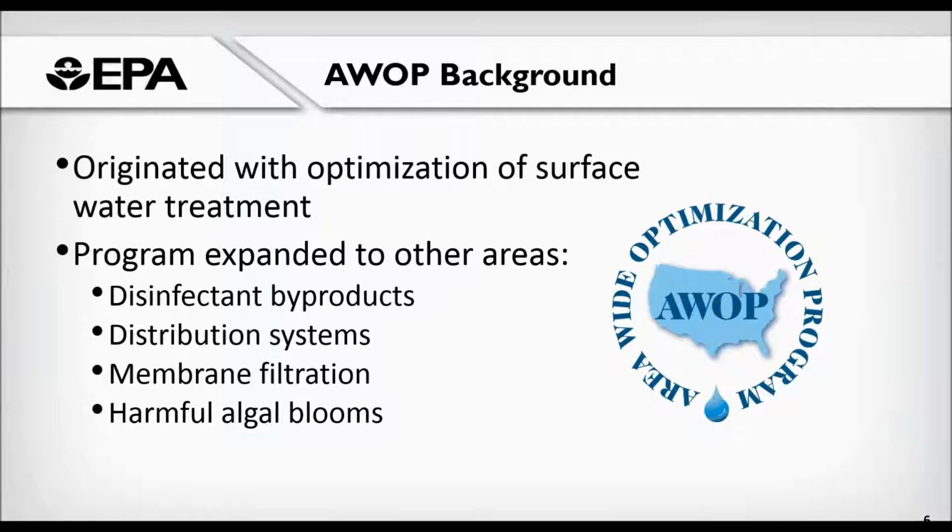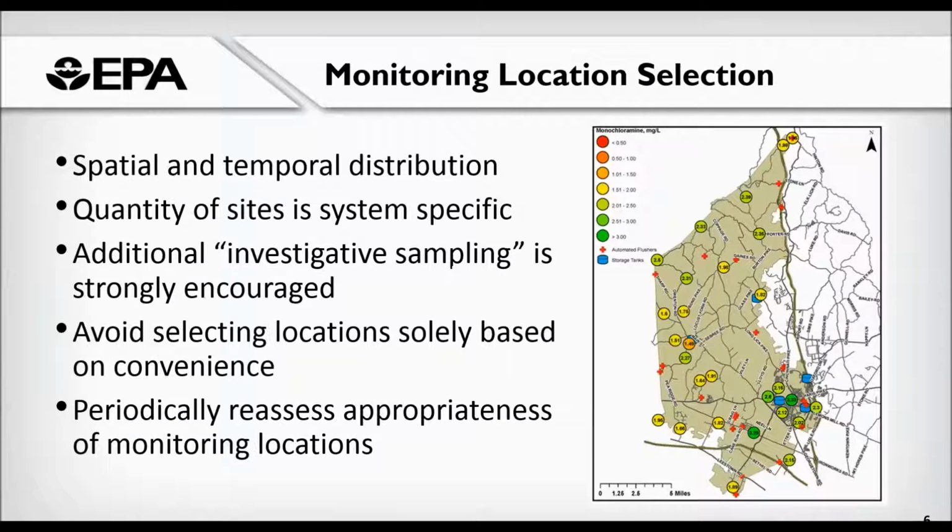So now I'm going to switch gears a little and start discussing monitoring location selection. Sample locations should be geographically distributed throughout the system and be representative of a range of water age. As you can see in the map on the right of your screen, this is an example of a disinfection residual monitoring plan that a water system we worked with developed. A lot of locations are spatially distributed. They're not only in locations near the treatment plant, which is in the bottom right where some of the green dots are, but also in some of the more remote areas of the system.